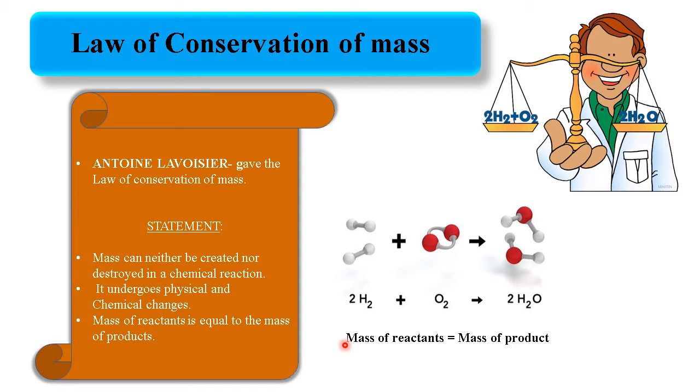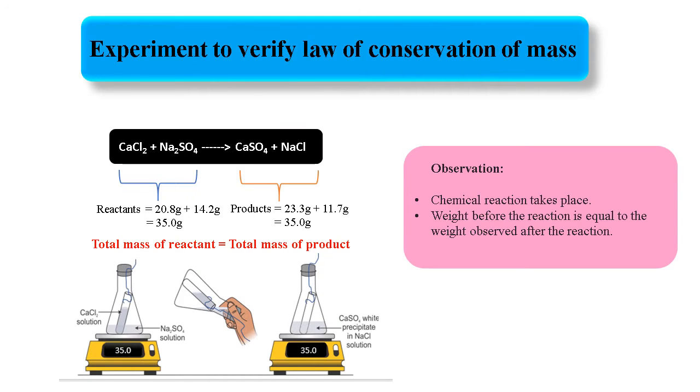Here we have taken an example in which hydrogen and oxygen combine to form water. So, according to this law, the sum of the masses of hydrogen and oxygen will be equal to the mass of the water molecule. Now, let's understand this law by an experiment for better understanding.